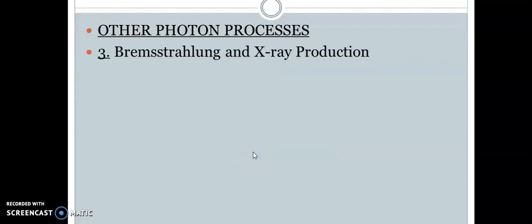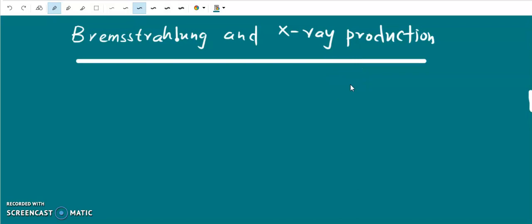In the last class, we have already discussed the two other photon processes, that is the pair production and the interaction of photon with atoms. So here we discuss the third one, the Bremsstrahlung and X-ray production. Whenever an electric charge is decelerated, it radiates electromagnetic energy.